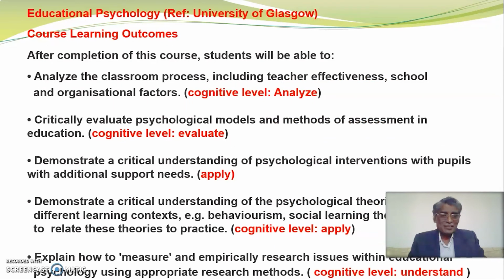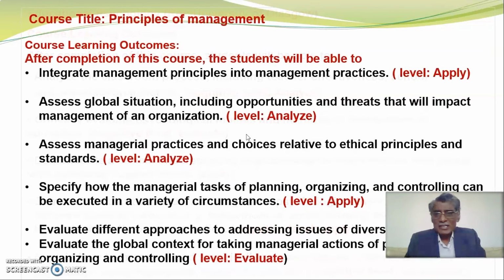Analyze level. Again, educational psychology. See, sir. Analyze the classroom process, including teacher effectiveness, school organization and organization factors. Analyze level. You can see here, among 5 course learning outcomes, you see here 1 understand level, 2 apply level, 1 analyze level, and 1 evaluate level of very high standard. Then principles of management also.